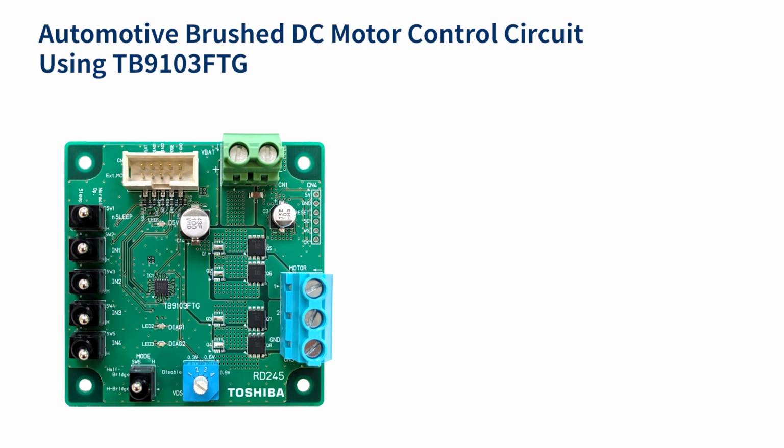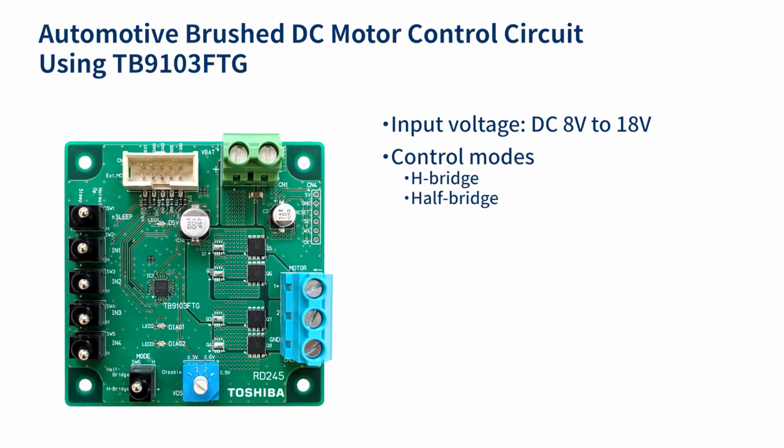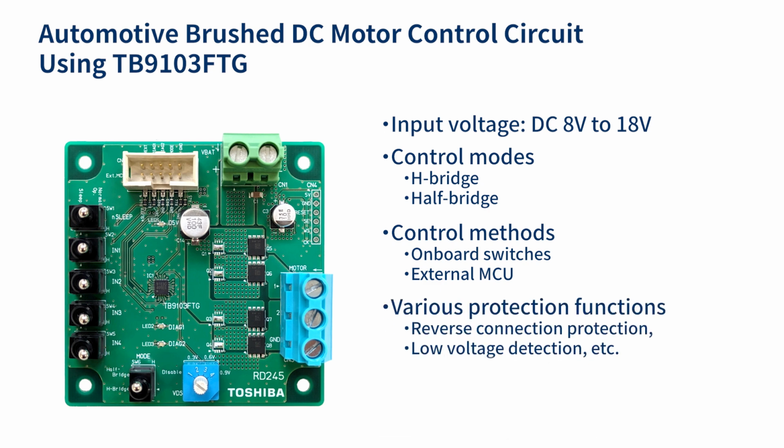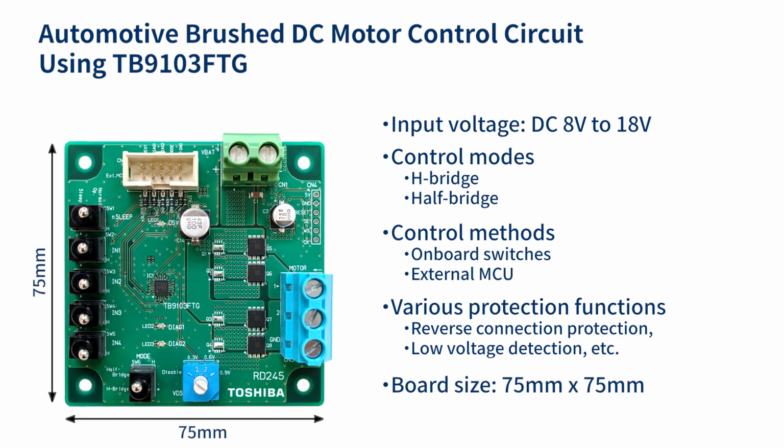This is the board of this design. This design can work with the wide input voltage range of 8 volts to 18 volts. It can control one motor in H-bridge mode and up to 2 motors in half-bridge mode. The motor can be controlled using the onboard switches or an external MCU. It provides various protection functions like reverse connection protection, low voltage detection, etc. The board size of this design is 75 mm by 75 mm.